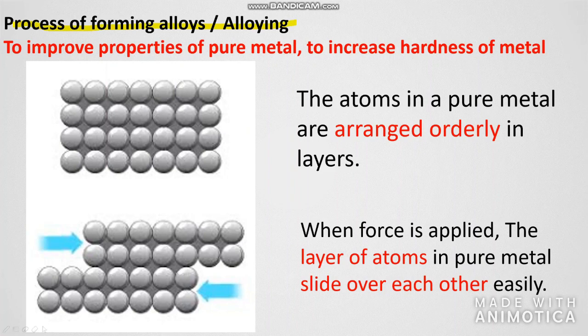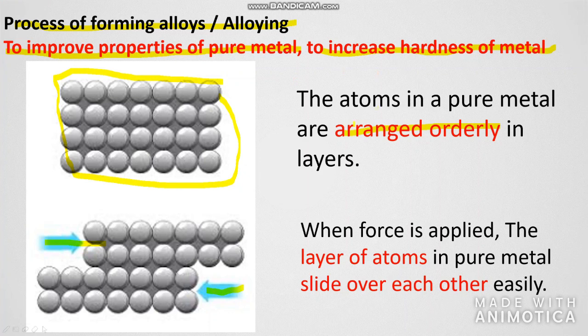Next, process for forming alloy. So kenapa kita perlu form alloy? Tujuannya adalah to improve property of pure metal, to improve the appearance of the pure metal. Pure metal ini sebenarnya, you look at here, the arrangement of atom is arranged orderly. So when you apply the force, the layer of atom will slide over each other easily. So it's not strong as compared to alloy. So that's why you need to do alloy to increase the hardness of metal, so that the alloy formed is harder and resistant to corrosion.